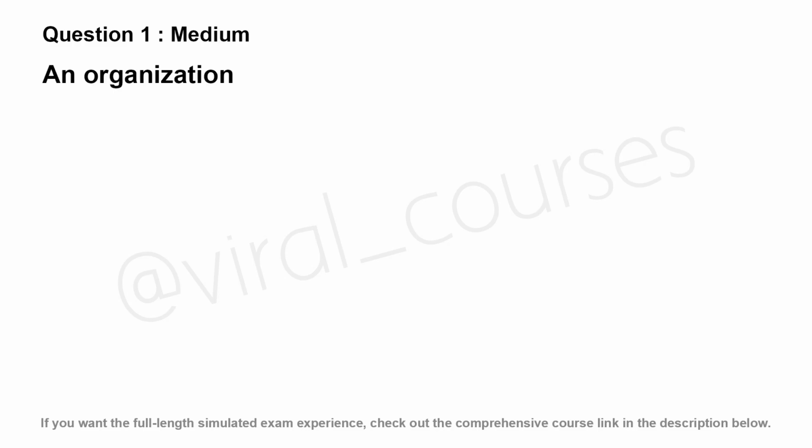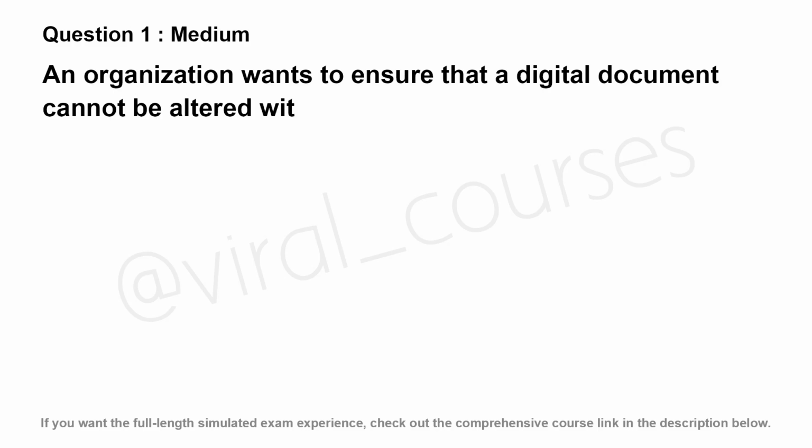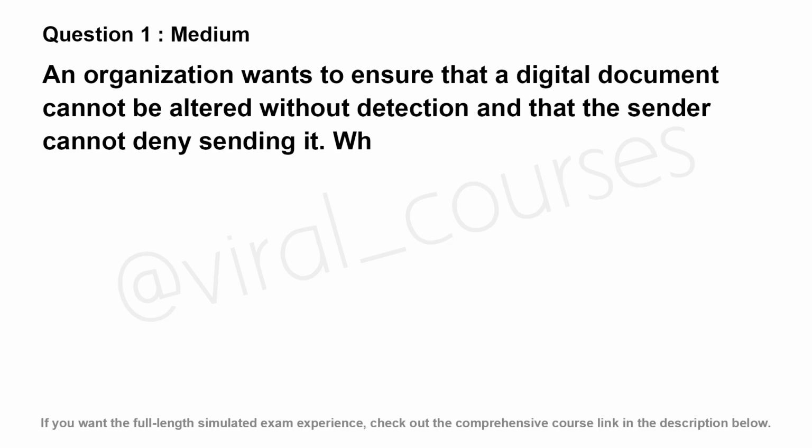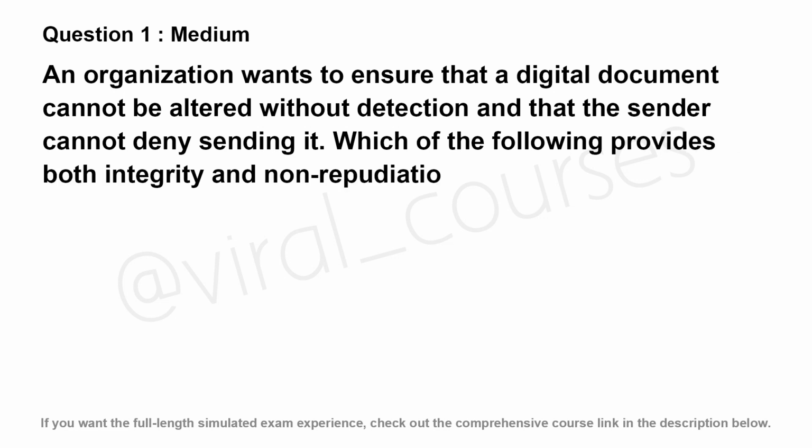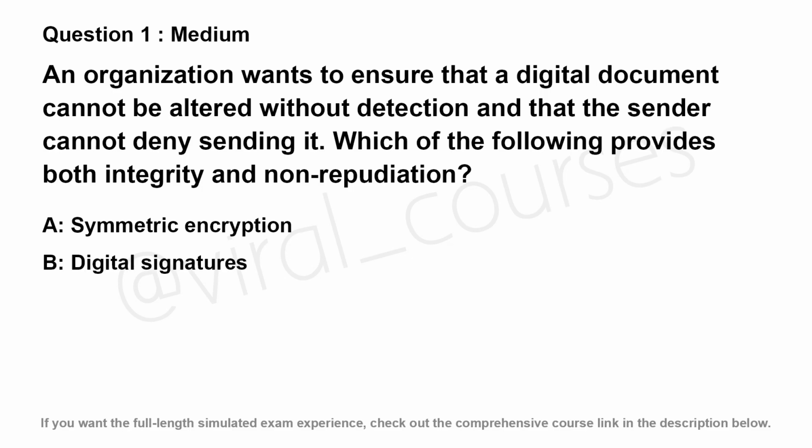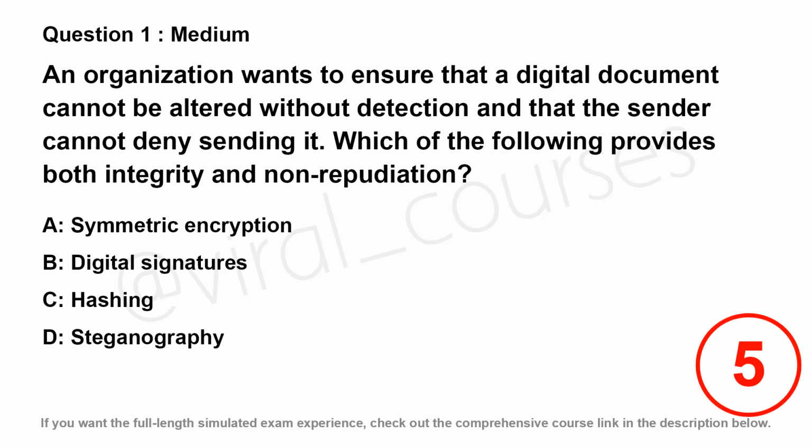An organization wants to ensure that a digital document cannot be altered without detection and that the sender cannot deny sending it. Which of the following provides both integrity and non-repudiation? Option A, symmetric encryption. Option B, digital signatures. Option C, hashing. Option D, steganography.